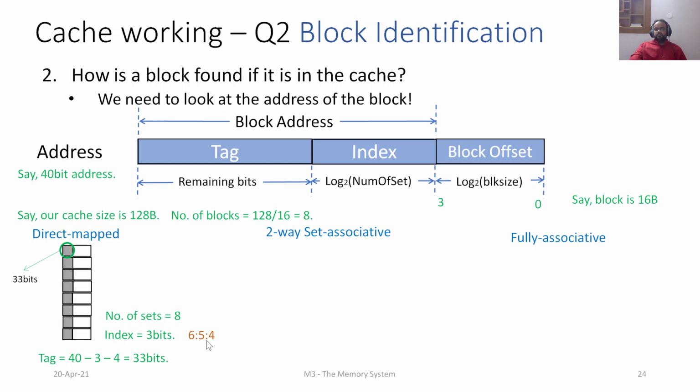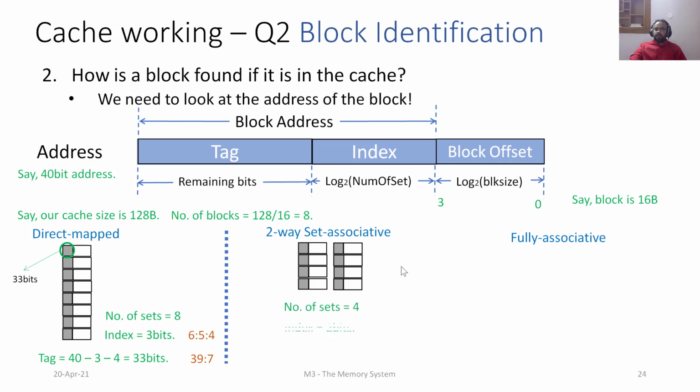Now the index bit positions would be bit positions 4, 5, and 6, and the tag positions would be 7 through 39. This is for a direct mapped cache. Now let's look at two-way set associative mapping. The number of sets in a set associative cache is the total number of blocks divided by the associativity. So here the number of sets is 8 upon 2, which is 4. So we will have 4 sets, and each set has 2 blocks in it, and each block has tag and the data associated with it.